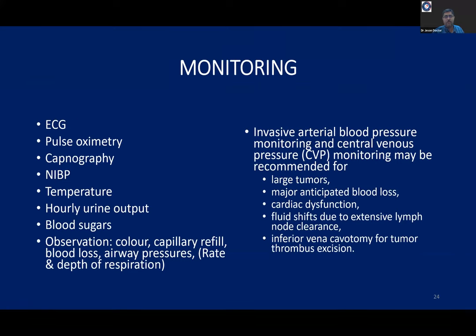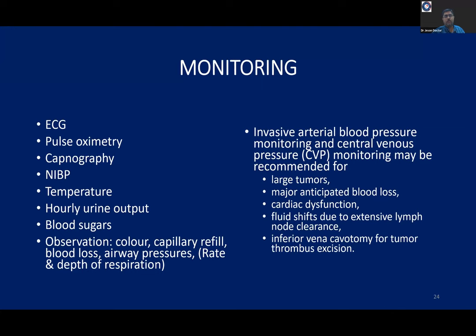You need to hydrate, maintain the mean arterial pressure close to the baseline in case the child is hypertensive. Watch for hypothermia. You can give forced air warmers. You can give warm IV fluids. Blood sugars: children don't have a very good reserve, so they tend to become hypoglycemic, especially younger children who don't have too much reserve. So sugar monitoring and ABG monitoring is mandatory.